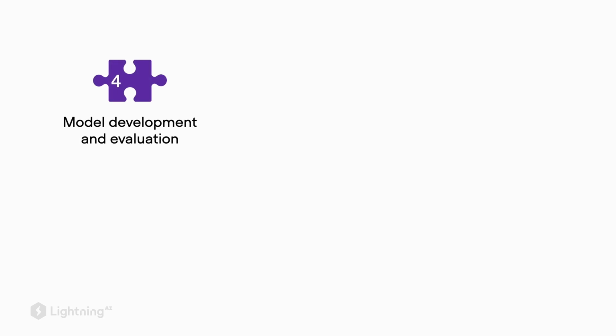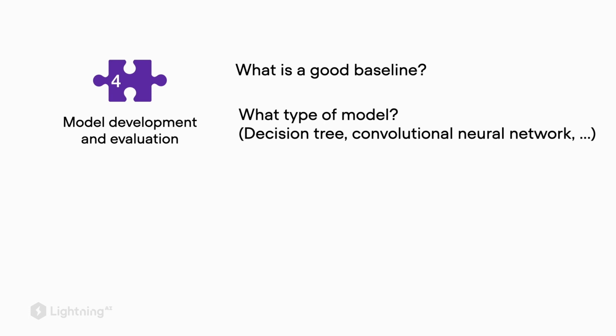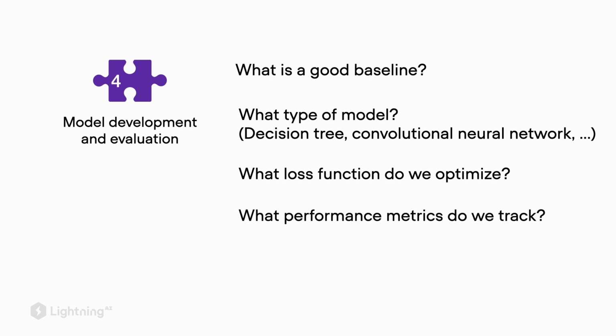Now suppose we have our model requirements and we have the data. The next step to worry about is the model development and evaluation. So for that, it's always good to start with a baseline. So we should ask ourselves, what is a good baseline and what type of model should we use here? For example, decision trees, convolutional networks, and so forth. And it also depends on what loss function we want to optimize. So a question to ask is what our loss function looks like, how we optimize it, and how it aligns to our business and other requirements. And then similarly also what performance metrics we should track to check whether our model satisfies our requirements.